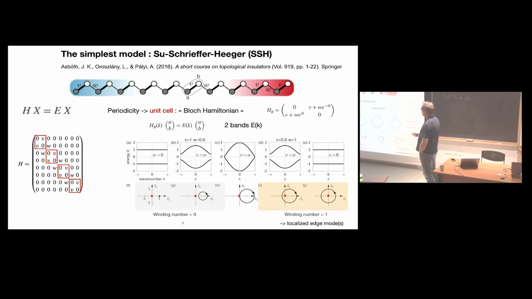So SSH, it looks like this. It's a chain. It comes from a paper by these three people in the 70s. If I remember well, it was about polyacetylene. So it's really a super simple model. It is a 1D chain. You see the sites that are white or gray here. And what is particular here is that you have two couplings.